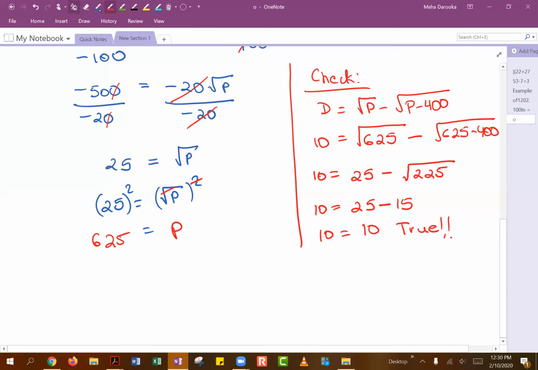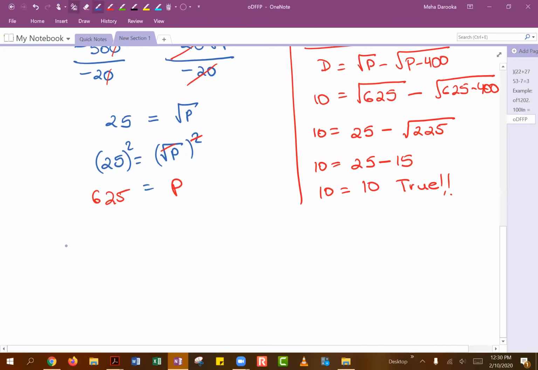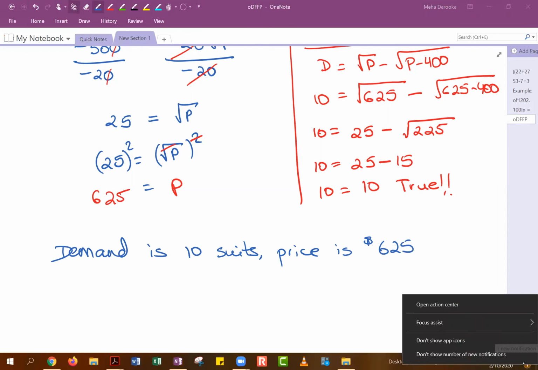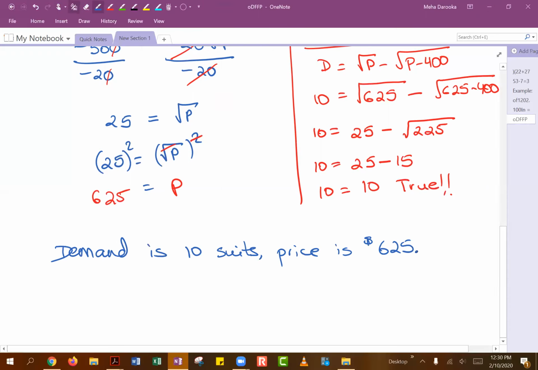So then we know that for 10 suits, or basically if the demand is 10 suits, then your price will be $625. And that number works because we checked it. Yes.